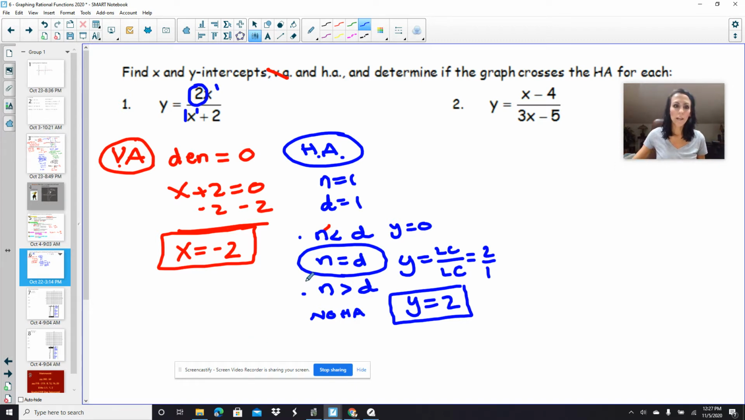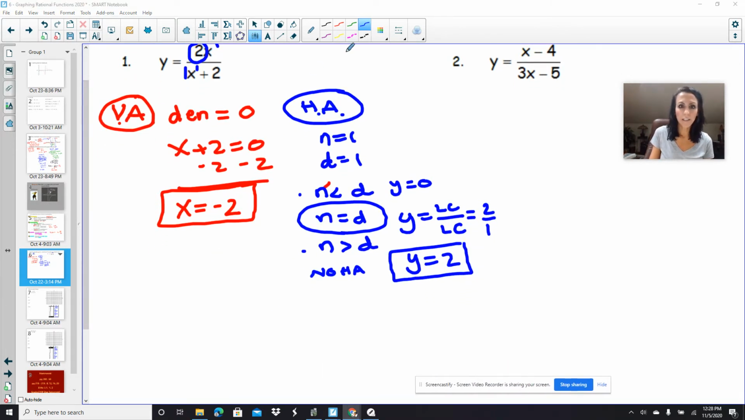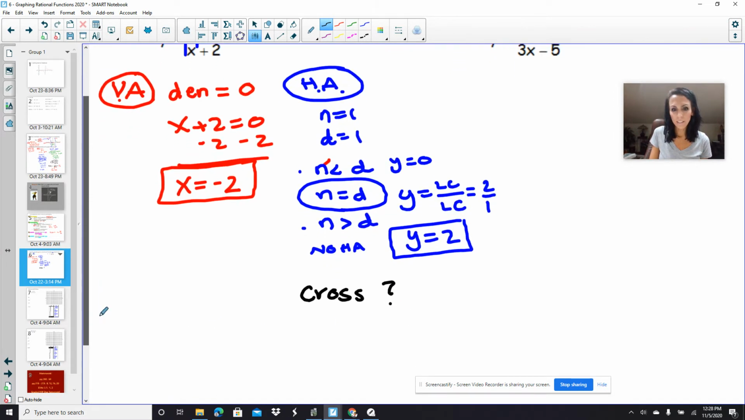Alrighty. Okay, let's see how you did with the x and y intercepts. Oh goodness, I keep forgetting the crossing thing. Let's do the crossing thing next. So does this horizontal asymptote cross our function? Let's figure that out. So, cross, question mark.